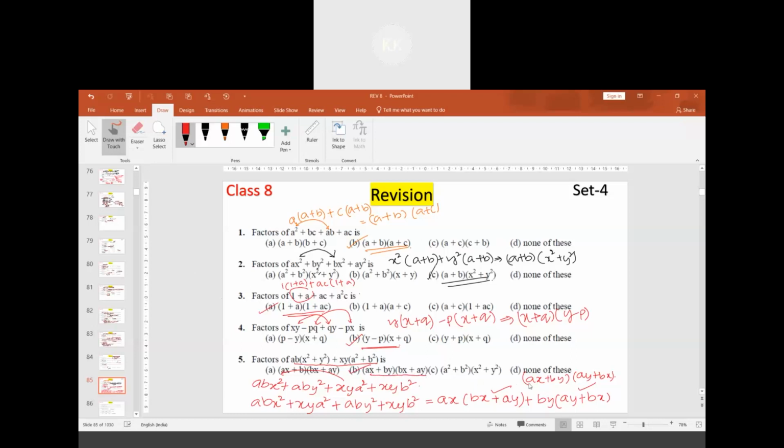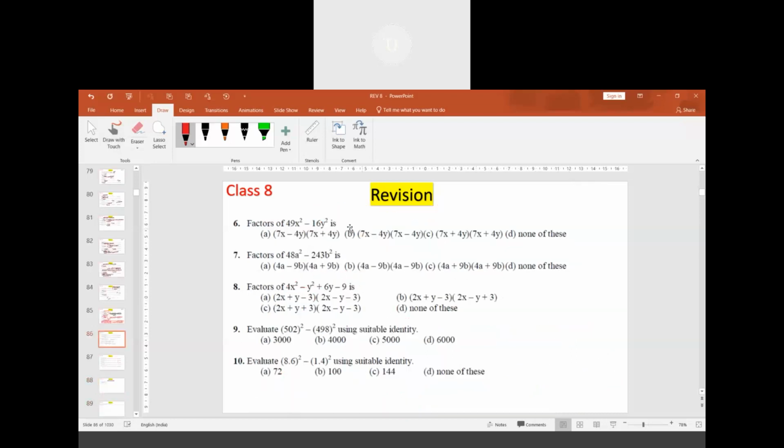This option is there. Yes, this is a simple, direct answer we can say. 7x whole square minus 4y whole square is 7x plus 4y into 7x minus 4y. Option A is correct.